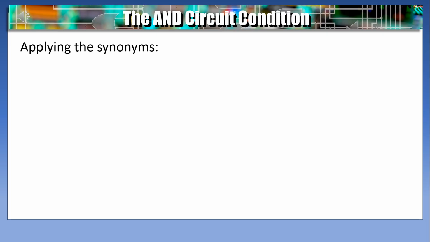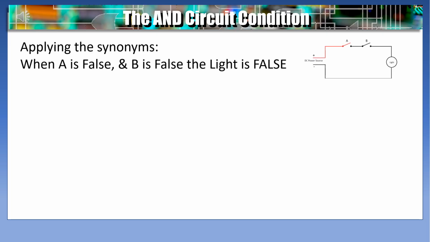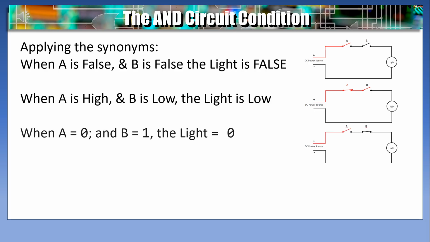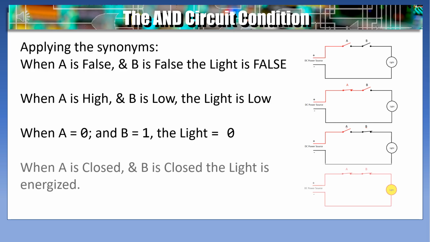Let's apply some of these synonyms to the same circuit that we've just examined. So, when A is false and B is false, the light is false. When A is high and B is low, then the light is low. When A equals 0 and B equals 1, the light equals 0. When A is closed and B is closed, then the light is closed or energized.